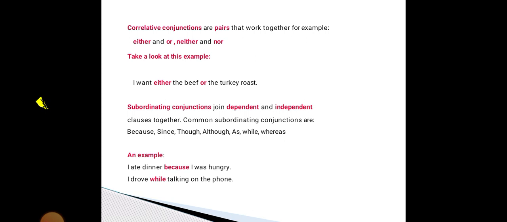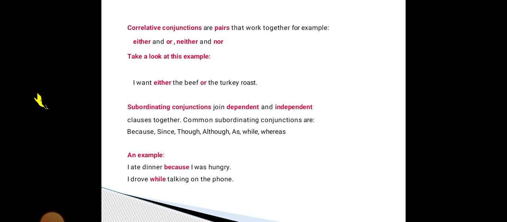Next, we can say the third type is subordinating conjunctions. The third type is subordinating conjunction. Subordinating conjunctions join dependent and independent clauses together. What are the common subordinating conjunctions? Because, since, though, although, as, while, whereas. These are all called subordinating conjunctions.